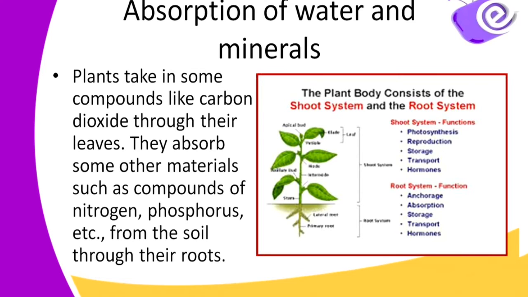So we have the root system. Their main functions: one is anchorage. The roots hold firmly all the upper parts of the plant. So the roots are for anchorage. The second thing we are learning today is that the roots are also responsible for absorption, that is, the uptake of water and mineral salts to all parts of the plant. Another function of the roots is storage. There are some roots which store food material. They are also responsible for transport, and for hormones.